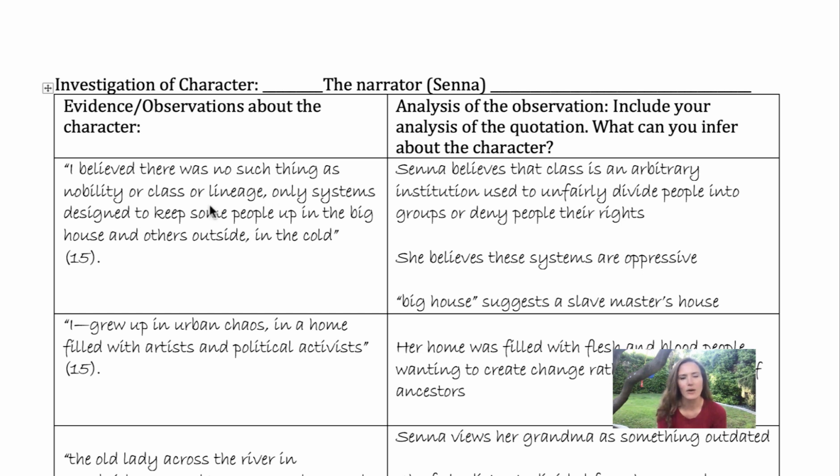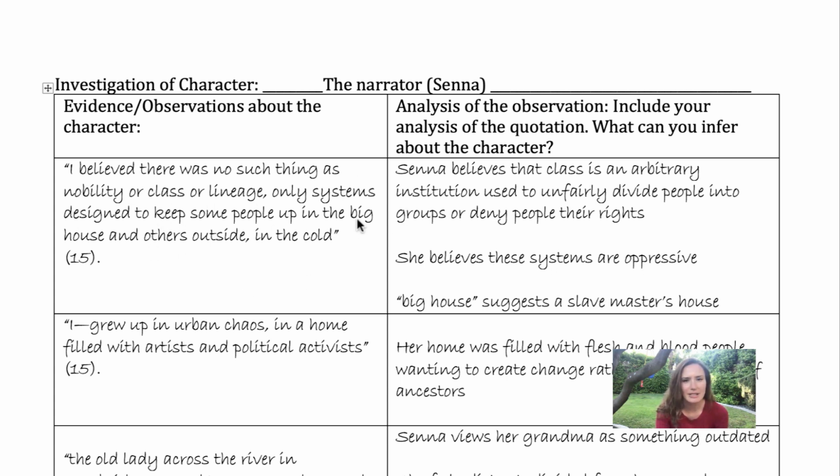What Senna is saying is that there's no such thing as these institutions or systems like class or lineage. In other parts of the essay, she calls it caste. Instead, these systems, these institutions, these categories are arbitrary and unfair. She also, it's pretty clear from the quotation, believes that these systems are oppressive, that they hurt people or keep people down. And then I want to unpack the term big house, right?